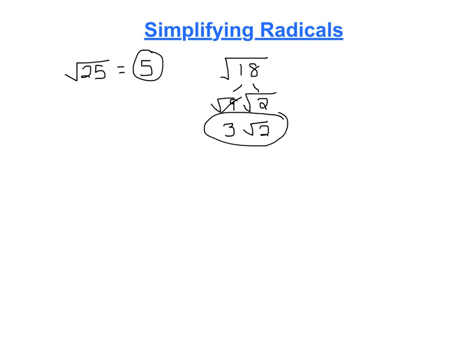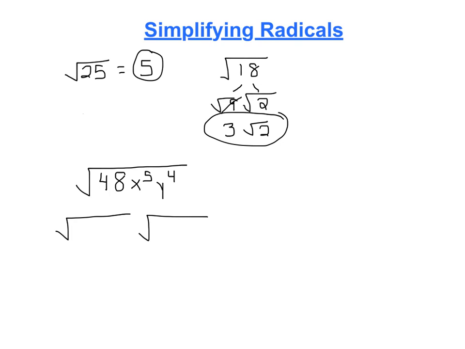Okay, now let's try some with variables. Let's say we have, put a number under here too, radical 48, x to the 5th, y to the 4th. Okay, so our goal here is to do the same thing. We want to break this up into two separate radicals, the first one being where we're going to put all of our perfect squares, and the second one being where we're going to put whatever we're left over with.